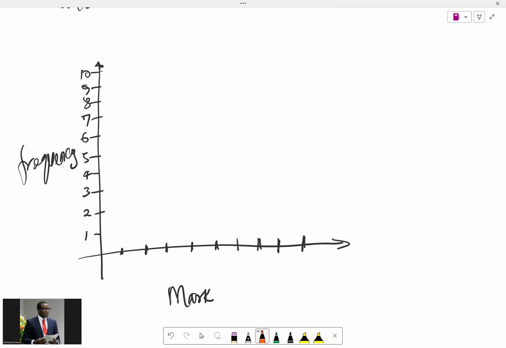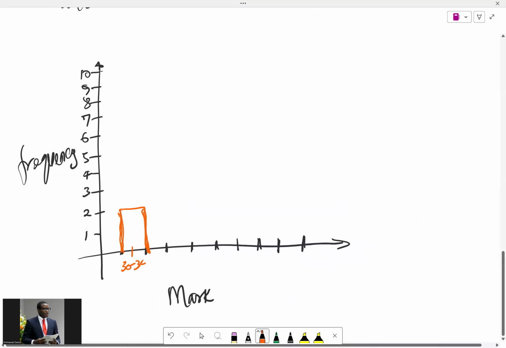I guess for the first one now, 30 to 34 is just 2 in frequency. So we have this. Okay, 30 to 34. So that is 30 to 34. So the next one is, okay, I can alternate. The next one is 35 to 39, and the frequency is 4.